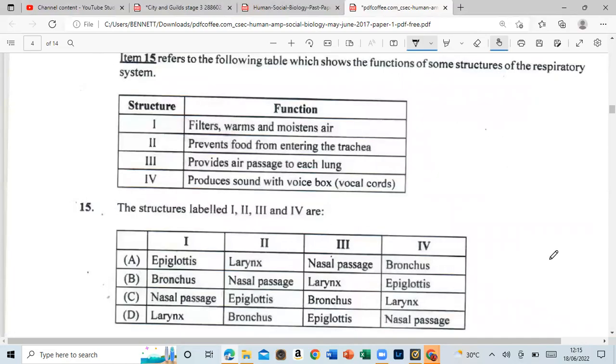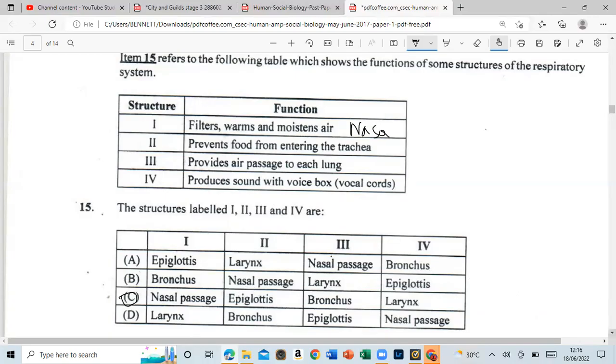Item 15 refers to the following table, which shows the function of some structures of the respiratory system. 1: filters, warms and moistens air. 2: prevents food from entering the trachea. 3: provides air passage to each lung. 4: produces sound with the voice box, which is the vocal cords. And they said the structures labeled 1, 2, 3 and 4 are... well, 1 would be the nasal passage. So that is C.